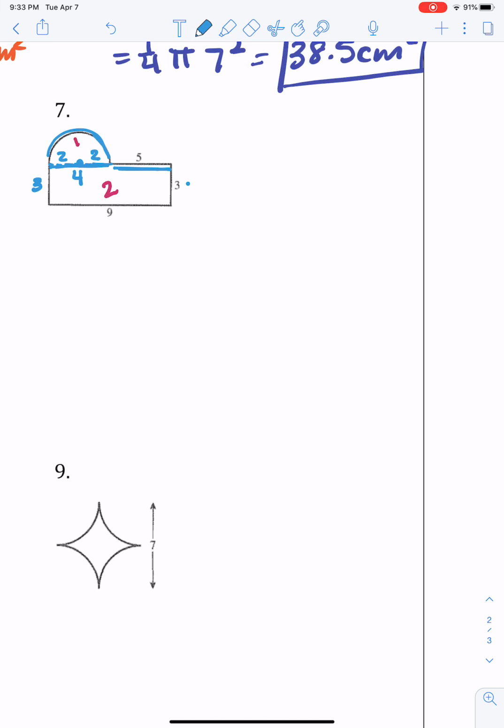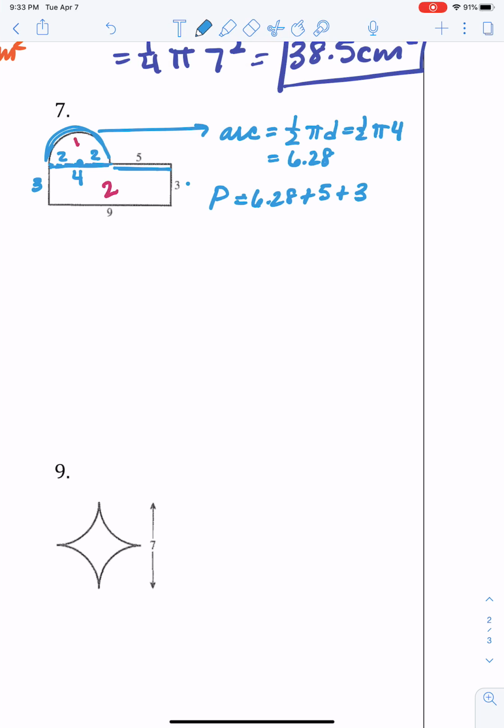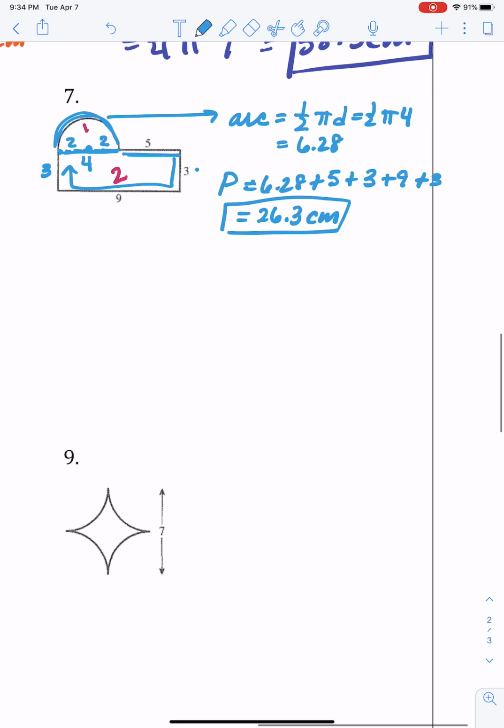So my arc, just the curve, is half pi times the diameter. That's half pi of 4. That is 6.28. So then my perimeter is the arc, 6.28 plus 5 plus 3 plus 9 plus 3. So I just went around, and that gives me 26.3 centimeters. Not squared, perimeter is a linear unit.